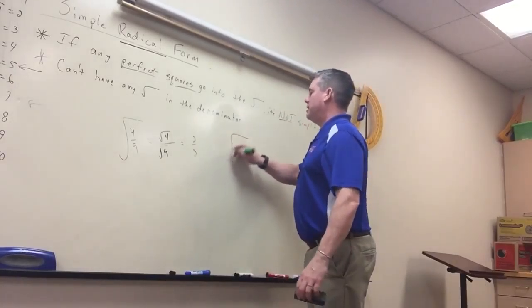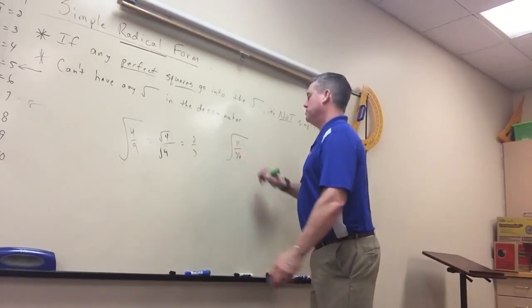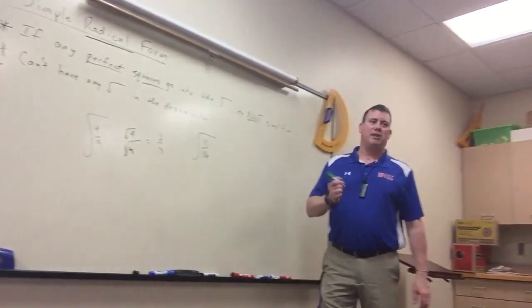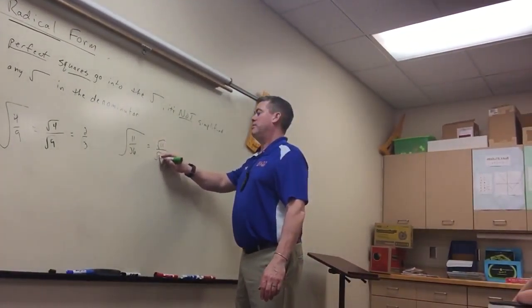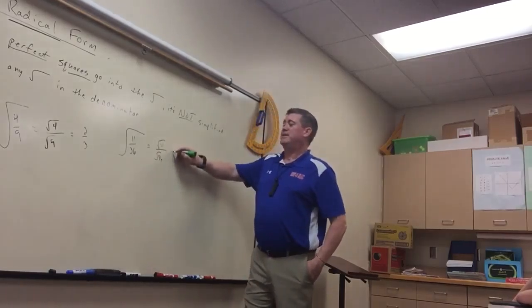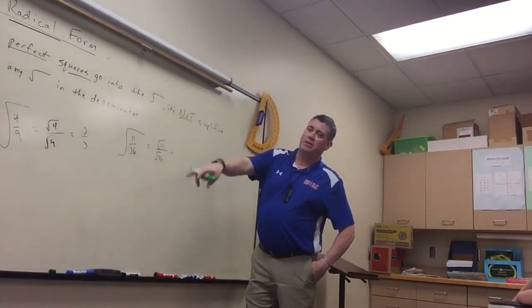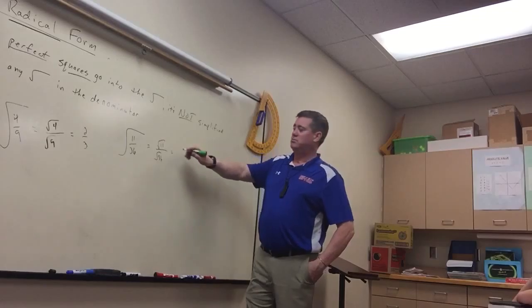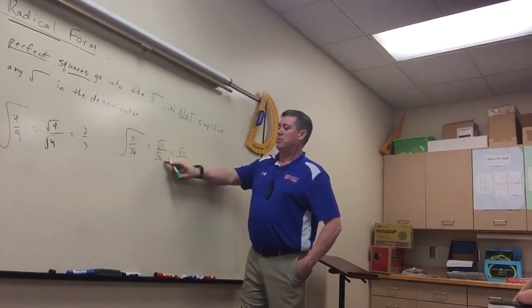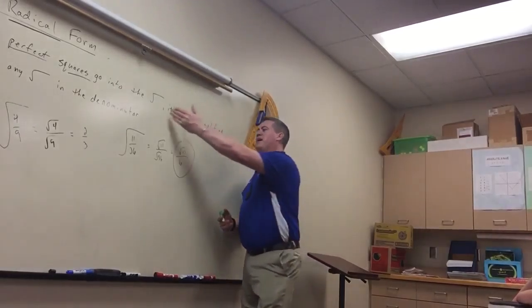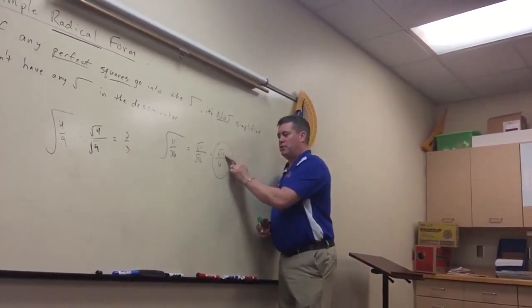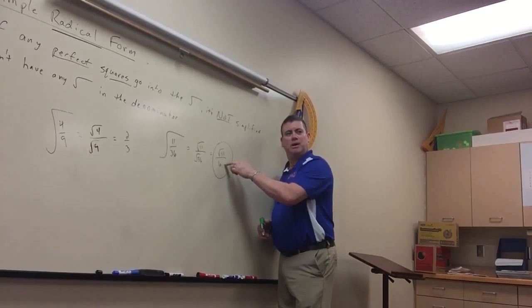If they had one like this, square root of 11 over 36, split it up like this. Can the top, is that simplified? Can any of those go into 11? No. And what's the bottom? 6. So it's simplified because no perfect squares go into 11 and I don't have any radicals on the bottom. All right?